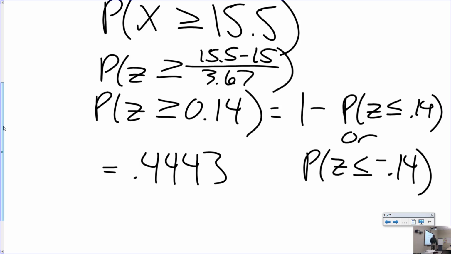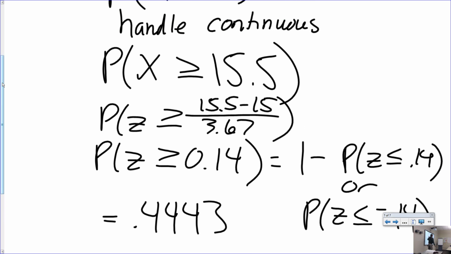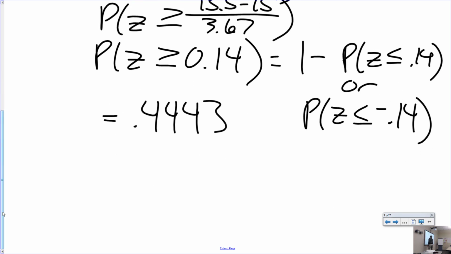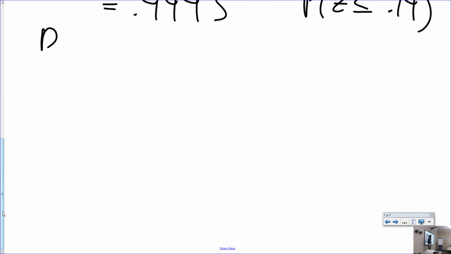All right, now do this using the binomial probability distribution. So I think the answer would have been the 0.4443, right? Yes.